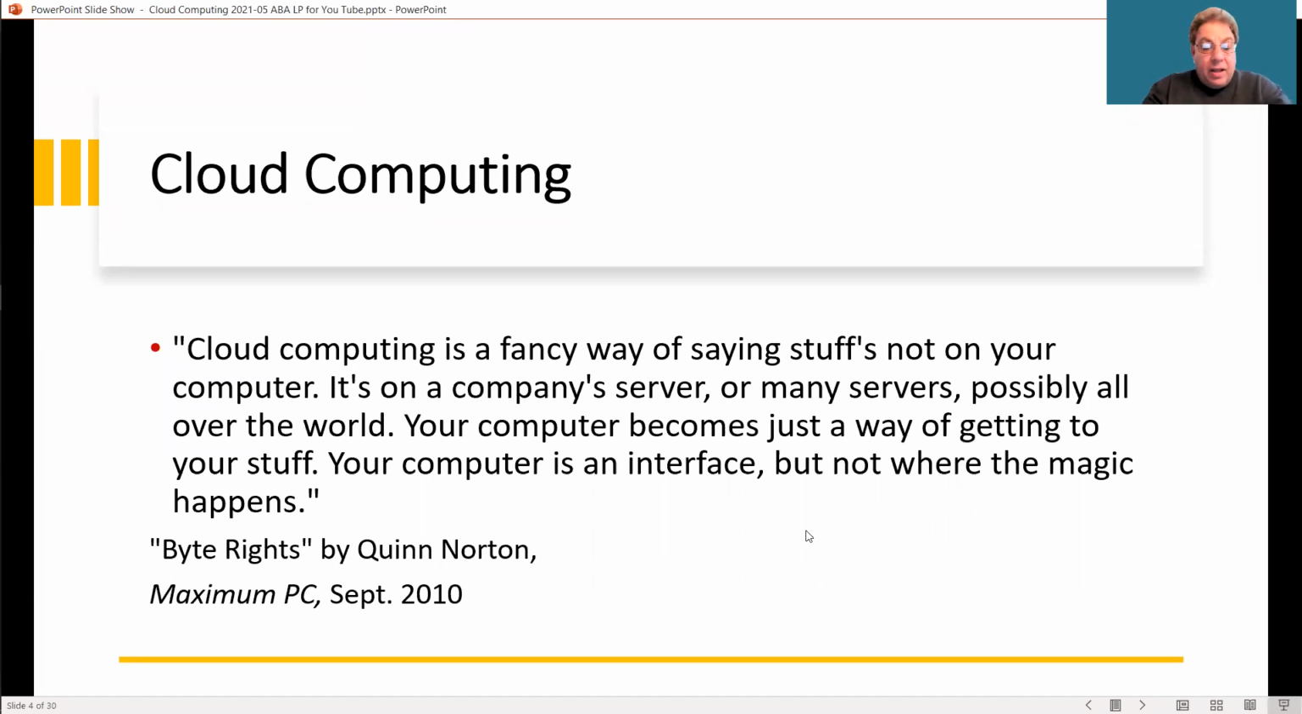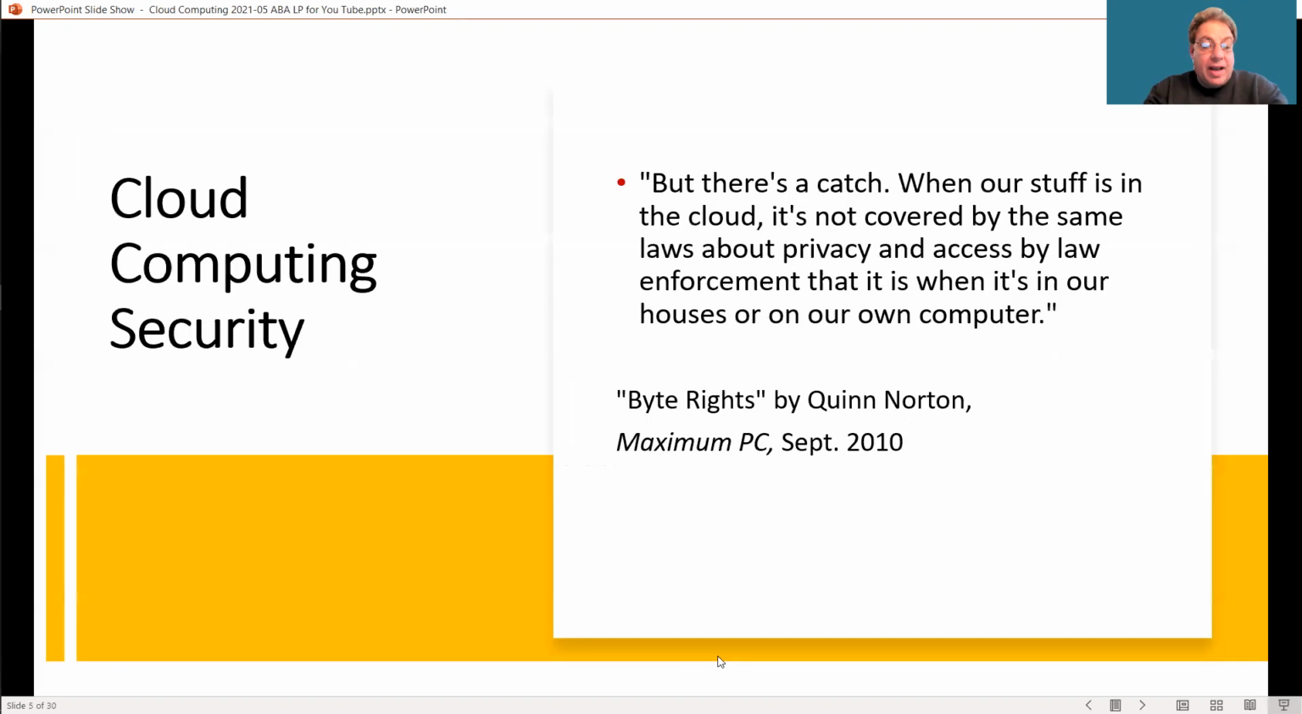Back in 2010, Quinn Norton, who was a columnist from Maximum PC magazine, wrote that cloud computing is a fancy way of simply saying stuff's not on your computer, but your computer is the way that you get your stuff, and it's the interface. It's not where the magic happens. But she noted there's a catch. When your stuff is in the cloud, it isn't covered by the same laws about privacy or access by law enforcement than when it's in your own house or on your own computer.